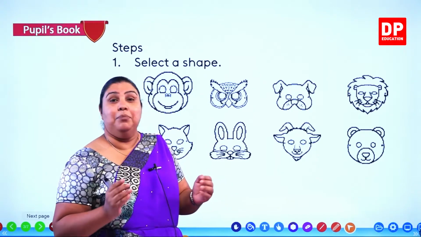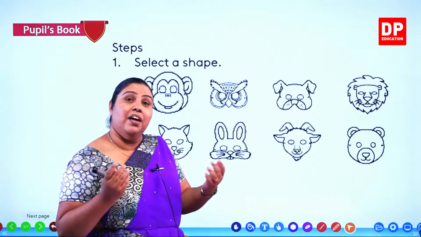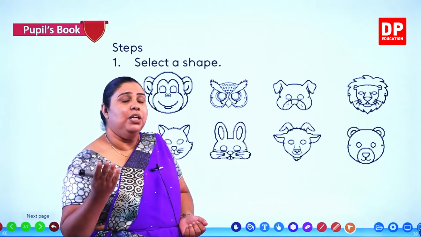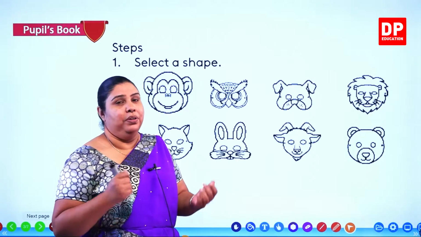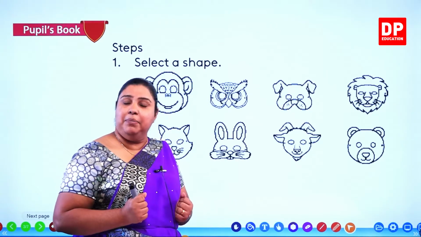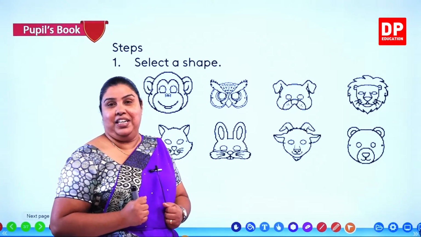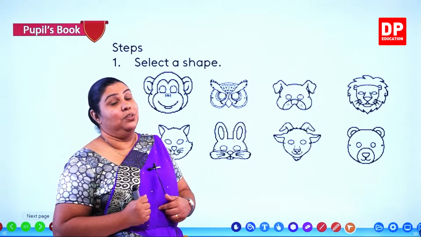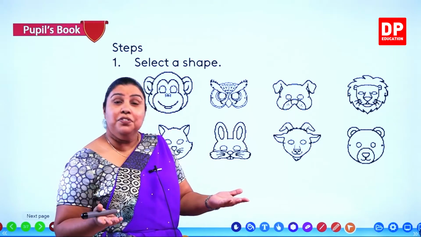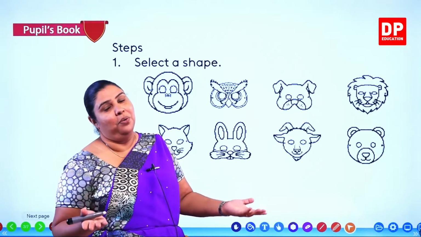You all have your favorite animals. So maybe you can select one of them. Now, if you like a rabbit, you can select a rabbit's face. If you like a monkey, you can maybe select a monkey face. If not, if anybody likes to have an elephant's face as your mask, you can go ahead with that.